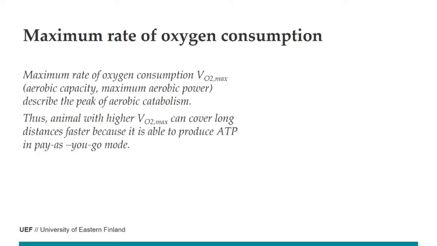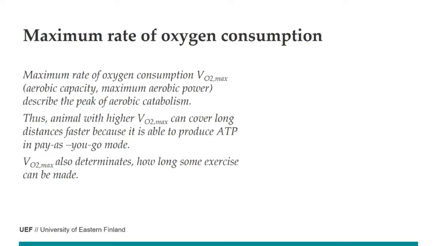That's why animals with a high maximum rate of oxygen consumption can cover long distances faster, because they are able to produce ATP in pay-as-you-go mode with aerobic catabolism. And it also determines how long some exercises can be made.